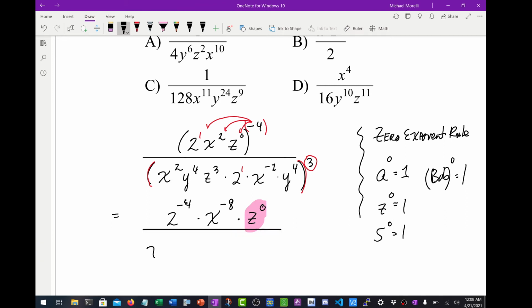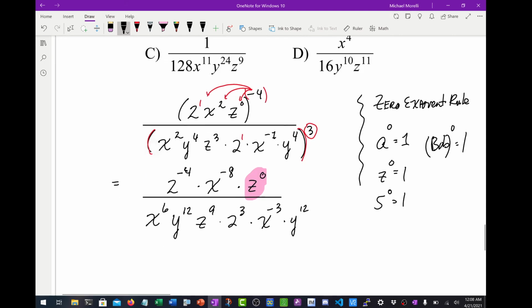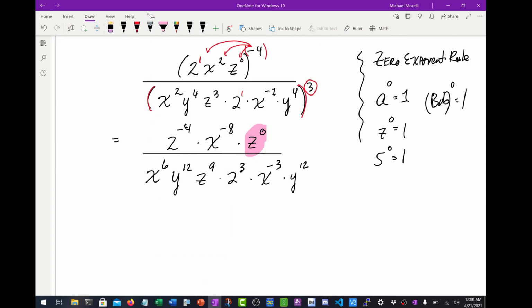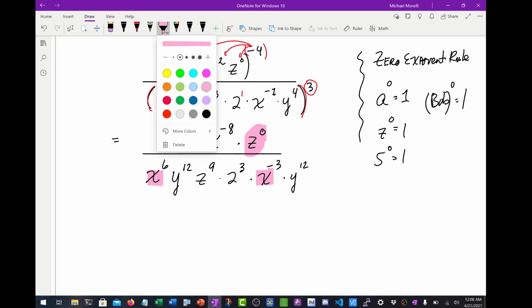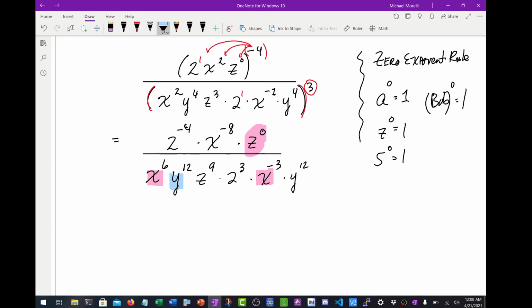Now down here I've got x to the 6th. 2 times 3 is 6. y to the 12th, 4 times 3 is 12, z to the 9, 3 times 3 is 9, times 2 to the 3rd, 1 times 3 is 3, times x to the negative 3, negative 1 times 3 is negative 3, times y to the 12th, 4 times 3 is 12. Okay, so down on the bottom, I'm going to combine like terms. I've got x's and I've got y's.